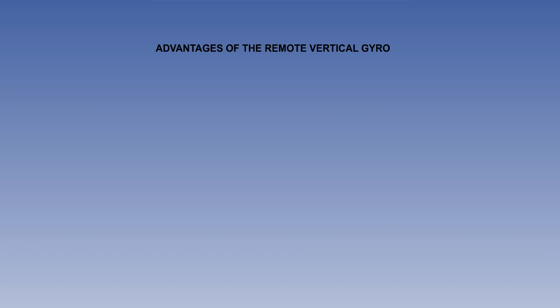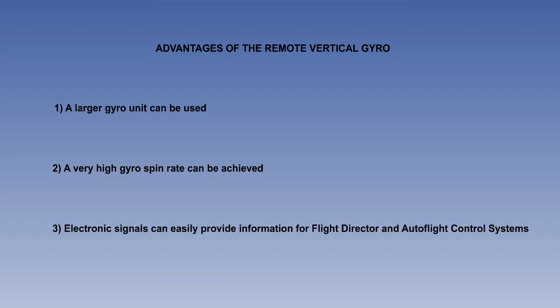Locating the gyro unit in a remote location has advantages. The principal advantages are firstly that a larger gyro unit can be used, as the unit can be located away from the flight deck. A larger gyro will give greater rigidity, and therefore less precession and more accuracy. Secondly, a very high gyro spin rate can be achieved, which again gives greater rigidity and therefore less precession and more accuracy. And thirdly, electronic signals can be easily used to provide information for flight director and auto-flight control systems.